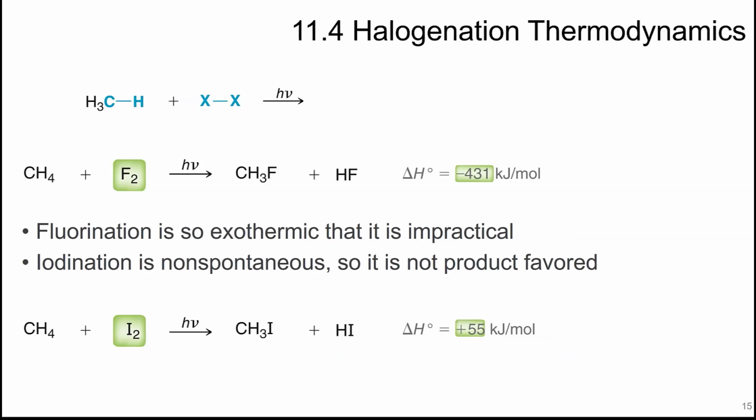If we look at halogen thermodynamics, we have CH3 with a halogen. That forms CH3 halogen plus HX. If we do this reaction with methane and fluorine, or with light, we get CH3F plus HF. Fluorination is very exothermic and is impractical. Iodination is non-spontaneous, and this is not product favored. So if you look at the energy here, it is plus 55 kilojoules per mole. So neither of these are very good reactions to do. Fluorination is not very easy to control, and iodine is just unfavorable.